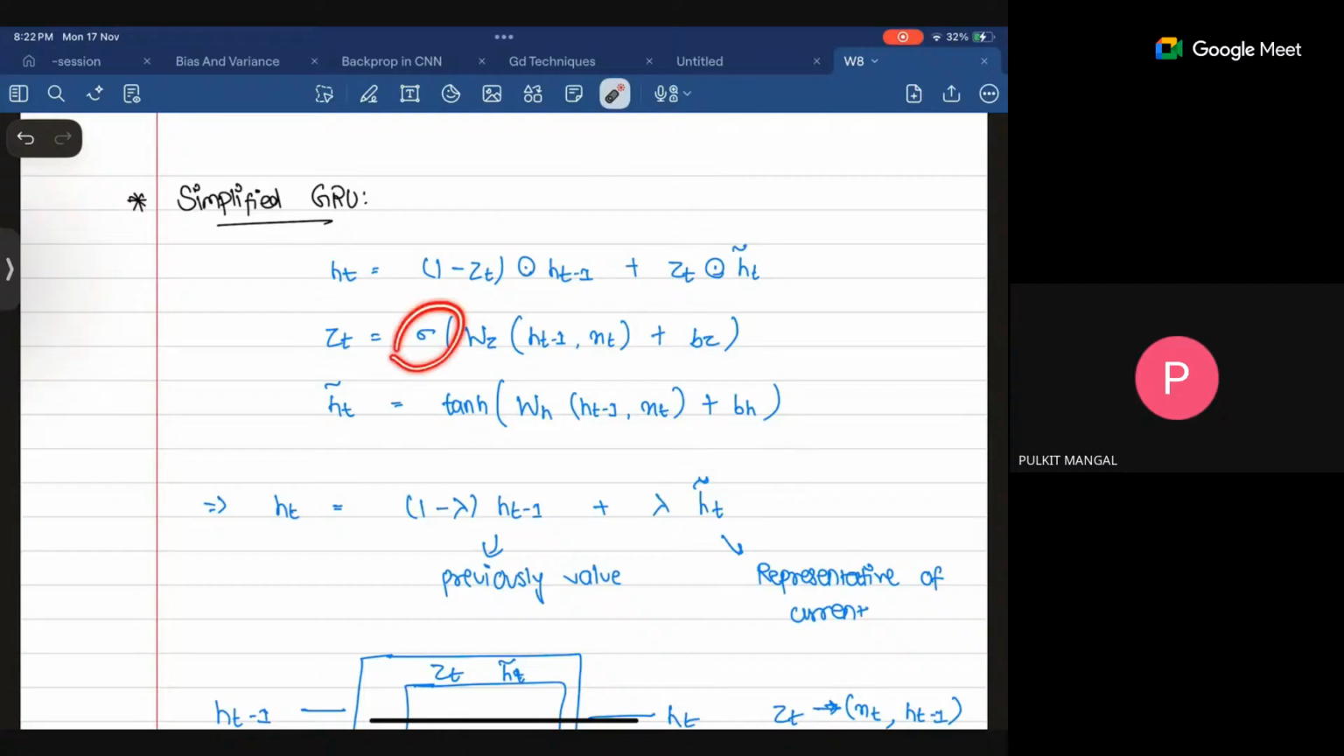Here we have the reason for using sigmoid, because we want to work with a probability. That is very clear. And then the remaining part, 1 minus ZT for the previous, ZT for the current. But HT tilde is the representative of the current, right? Yes, tanh will go from minus 1 to plus 1, right? So for the current it can be negative also, positive also.